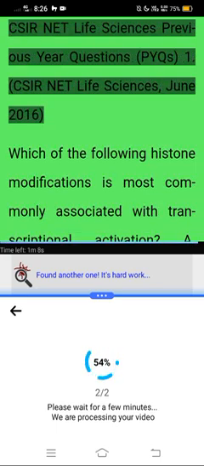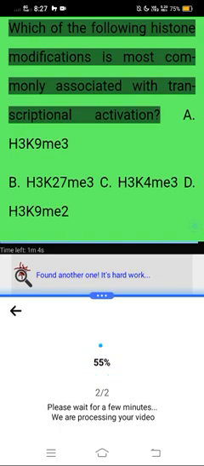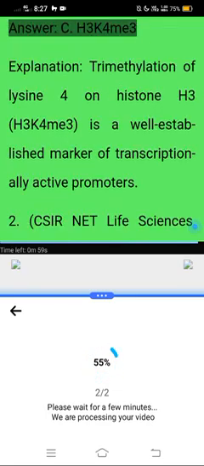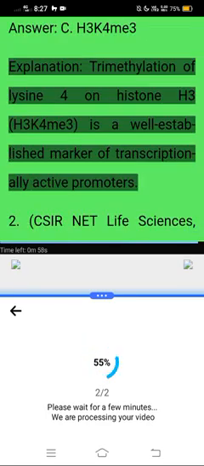CSIR NET Life Sciences Previous Year Questions (PYQs). 1. CSIR NET Life Sciences, June 2016. Which of the following histone modifications is most commonly associated with transcriptional activation? A, H3K9Me3. B, H3K27Me3. C, H3K4Me3. D, H3K9Me2. Answer: C, H3K4Me3. Explanation: Trimethylation of lysine 4 on histone H3, H3K4Me3, is a well-established marker of transcriptionally active promoters.